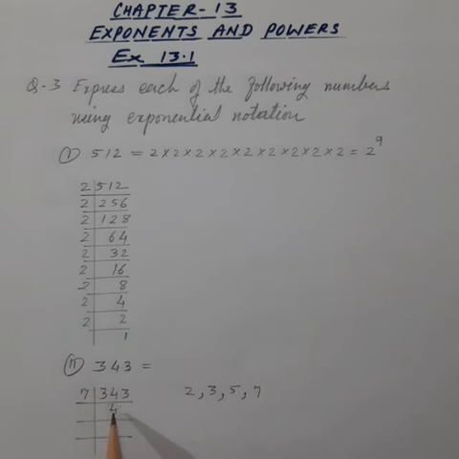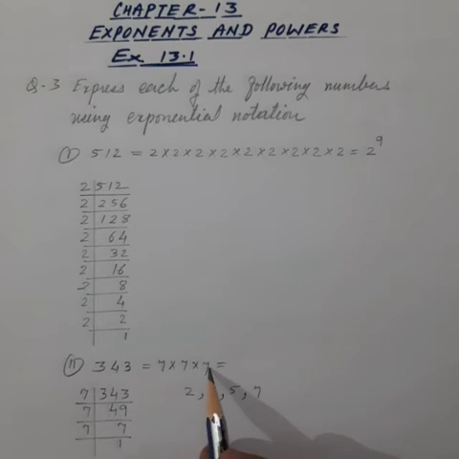7 4s are 28. 6 is left here. 63. 7 9s are 63. Divide 49 by 7. 7 7s are 49. And again divided by 7. 7 1s are 7. So the prime factorization of 343 we get as 7 into 7 into 7.